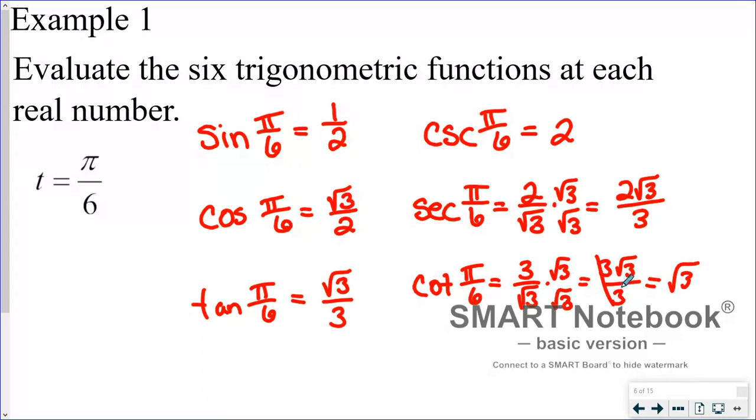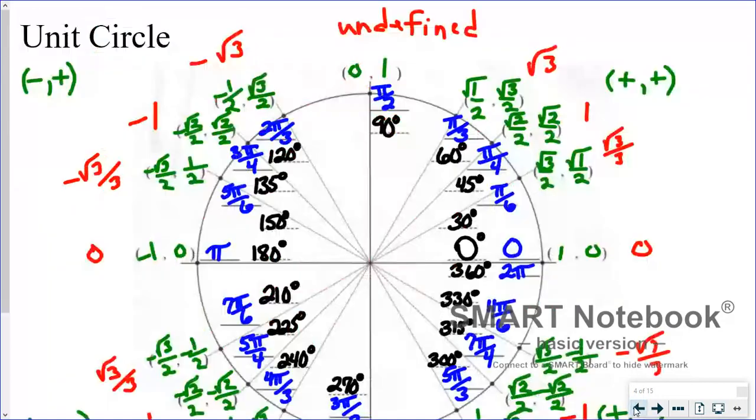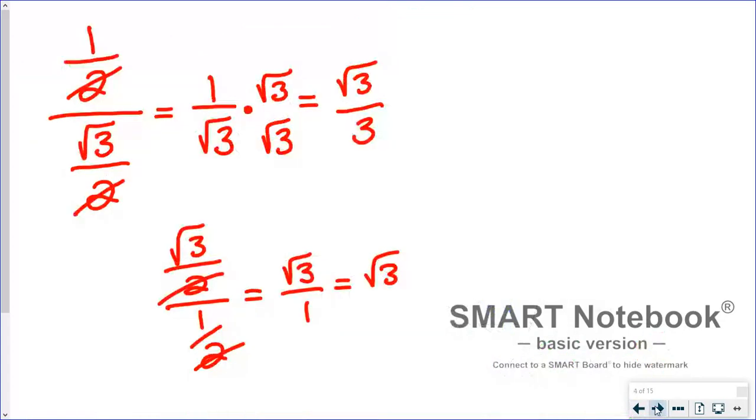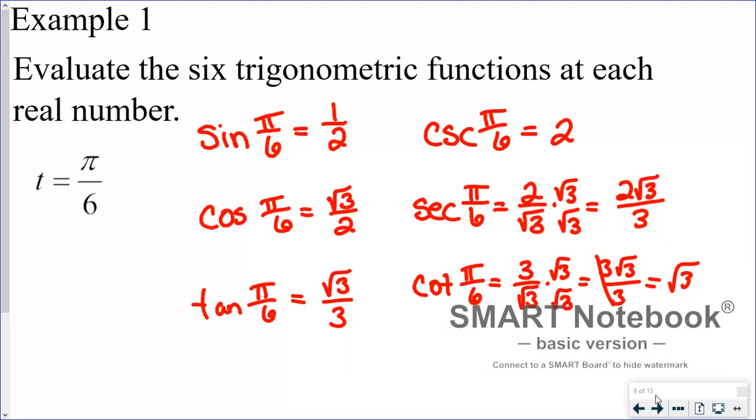And you don't have to show me this every time, right? If you just think about it in terms of our unit circle, here we did 1/2 divided by the square root of 3 over 2, and we got square root of 3 over 3. Here we flipped it. We had the square root of 3 over 2 divided by 1/2, which was the square root of 3. So these things are just reciprocals, so you don't necessarily have to show me that rationalization. Make sense?